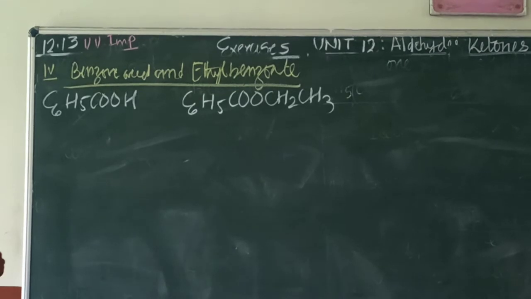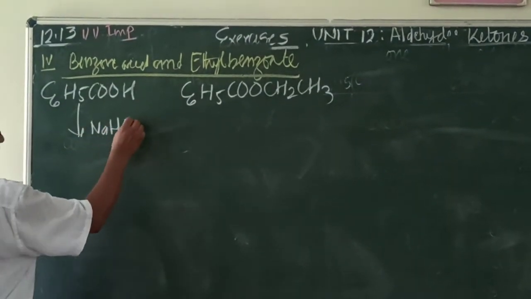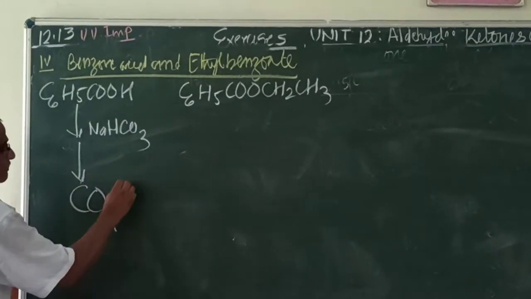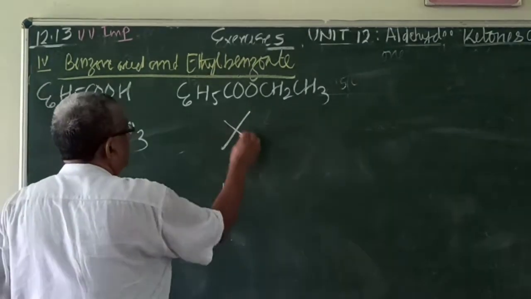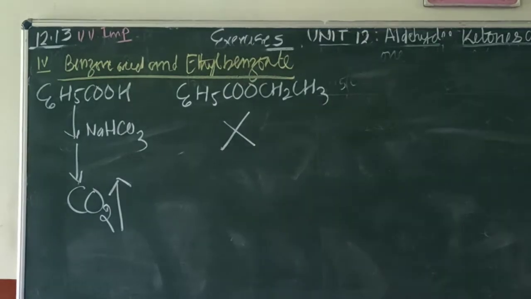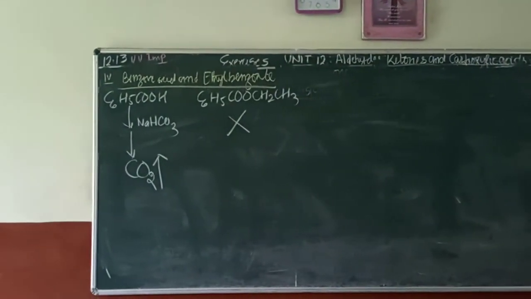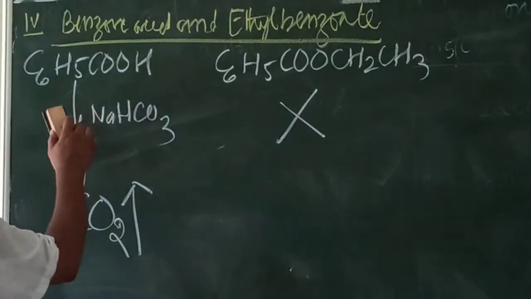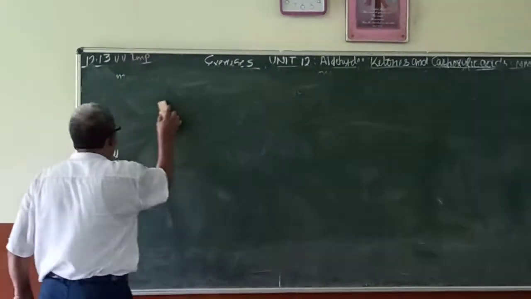Now, benzoic acid on treatment with sodium bicarbonate will evolve brisk effervescence of carbon dioxide. Ethyl benzoate will not give this test. So, this is the difference between benzoic acid and ethyl benzoate. Now, coming to the next one, the 5th one. What is the 5th one?